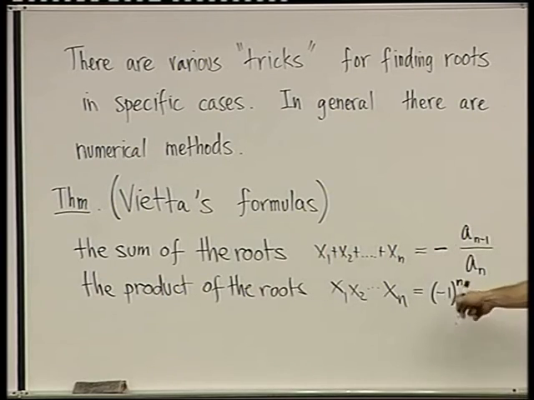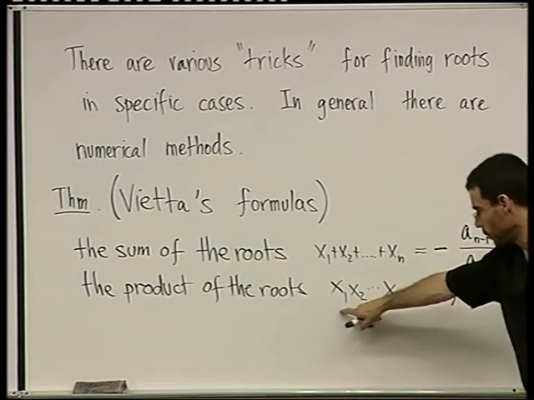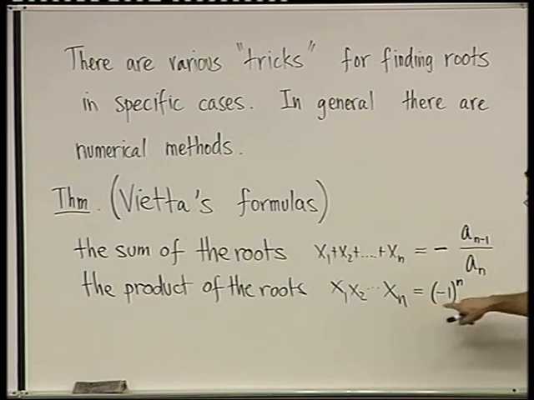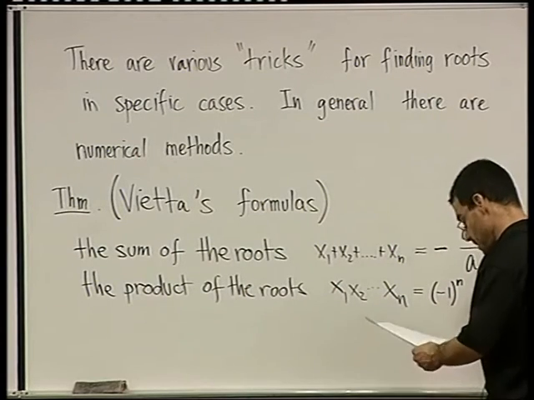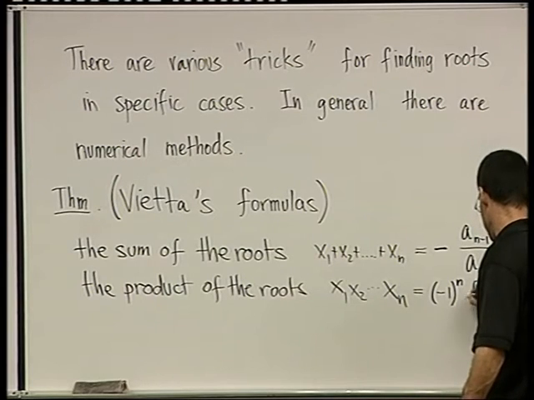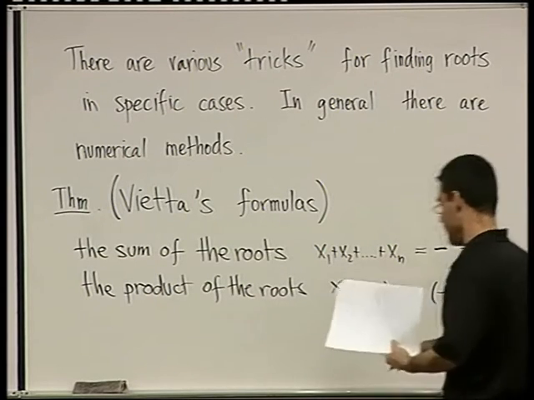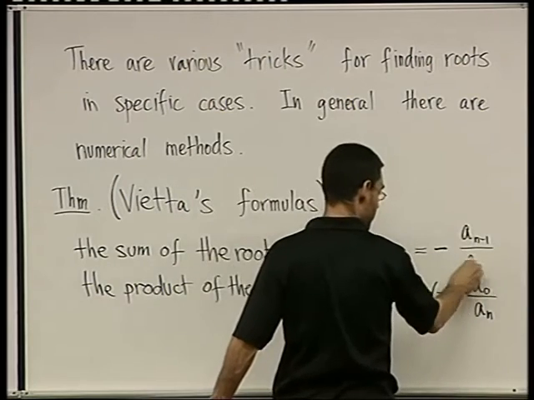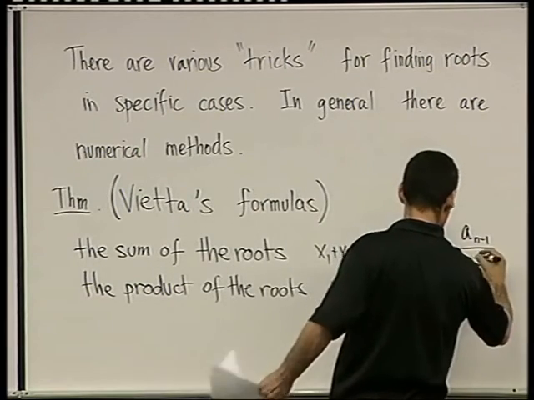This is just a way of saying plus minus, because if n is even, if we're looking at a polynomial of degree 12, then -1 to the power 12 is 1. If n is odd, we're going to get a minus. So it's either a plus or a minus, depending on whether the polynomial has an even or an odd degree, times a0 divided by an. So this is the formula for the product, and this is the formula for the sum.